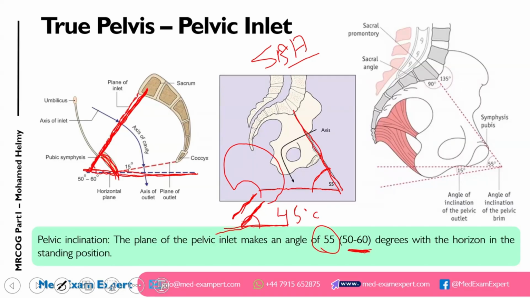Okay, so these are numbers that we have to remember. The angle between the vagina and the horizontal plane is 45, while the angle of the pelvic inlet itself to the horizontal plane is 55, or a range between 50 and 60.